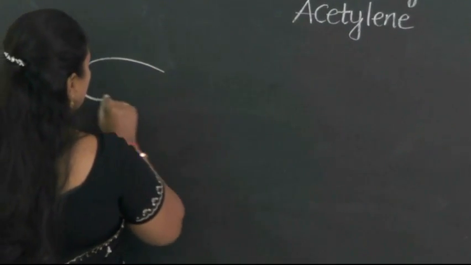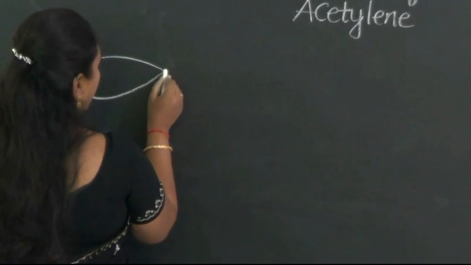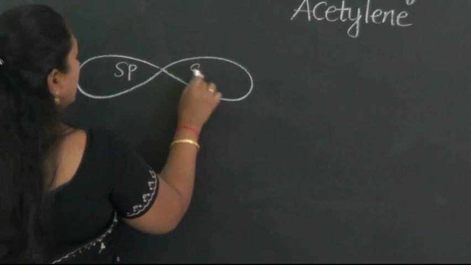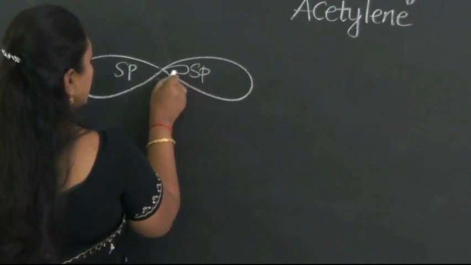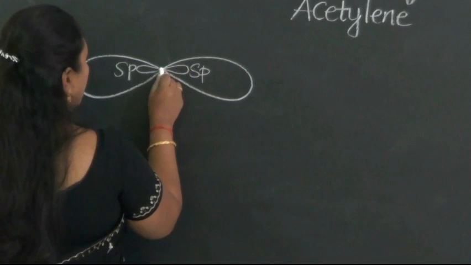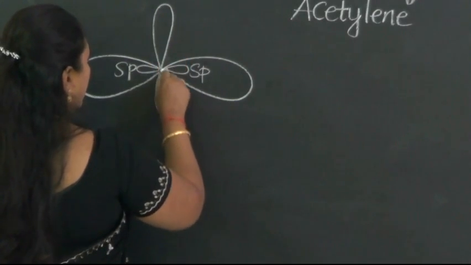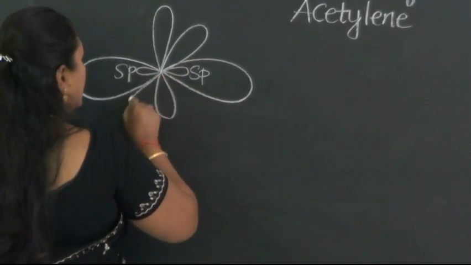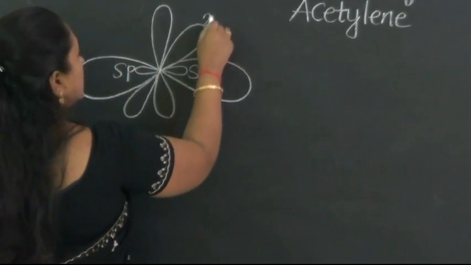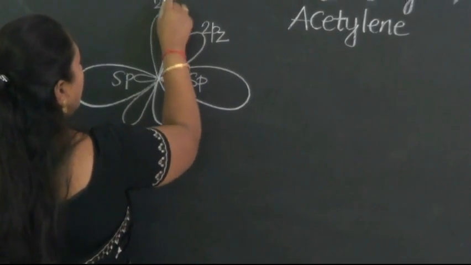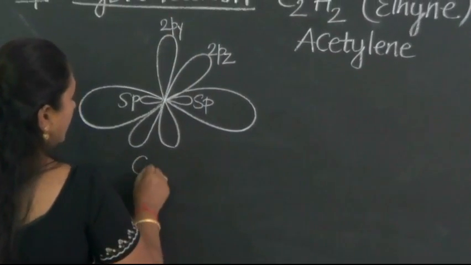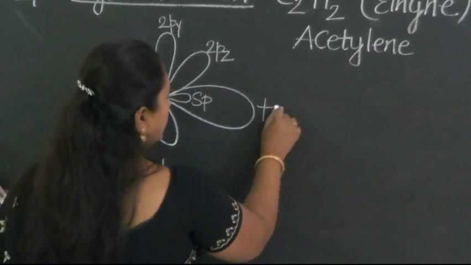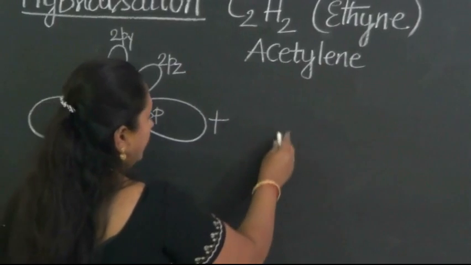This is the sp hybrid orbital, 1 and 2. So there goes its ribbon. So then what else? We need to write the 2py and we need to represent the 2pz. So this is our 2pz and 2py. This is of carbon atom number 1. Now a similar case is to be written for carbon atom number 2.